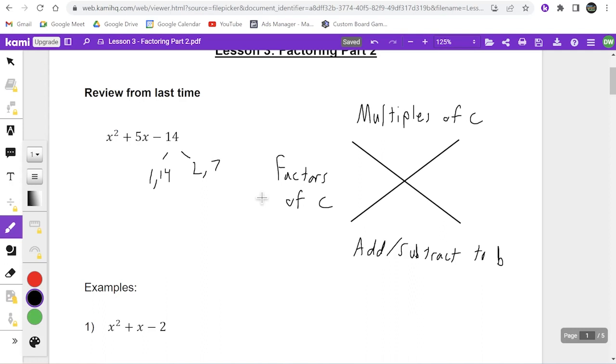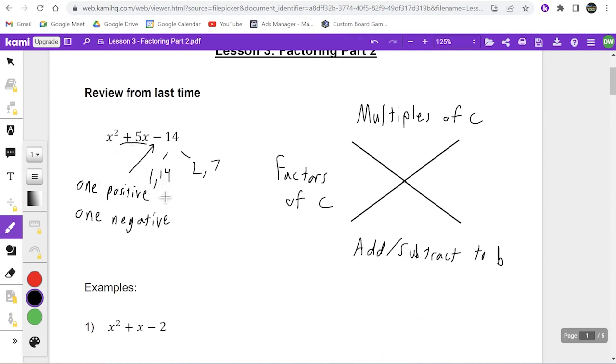So the next thing I need to remember is this minus sign right there. That minus sign means there's one of each. There's one positive number, and there's going to be one negative number. So this could mean positive 1, negative 14, or negative 2, positive 7, or something like that. And then the last thing I would say is that it needs to add up to positive 5. So for that reason, I'm going to say what factors add up to positive 5, where one's positive, one's negative.